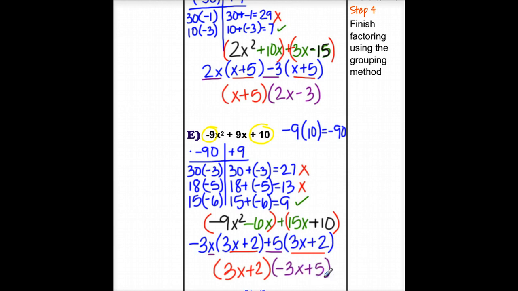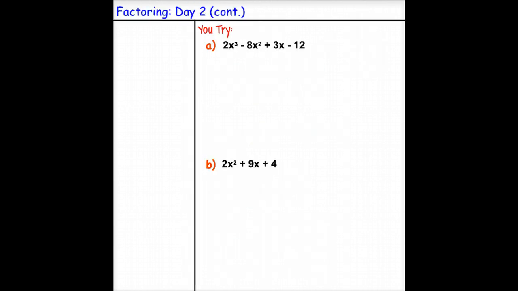Your job now is to complete these two try problems and bring them with you to class tomorrow.